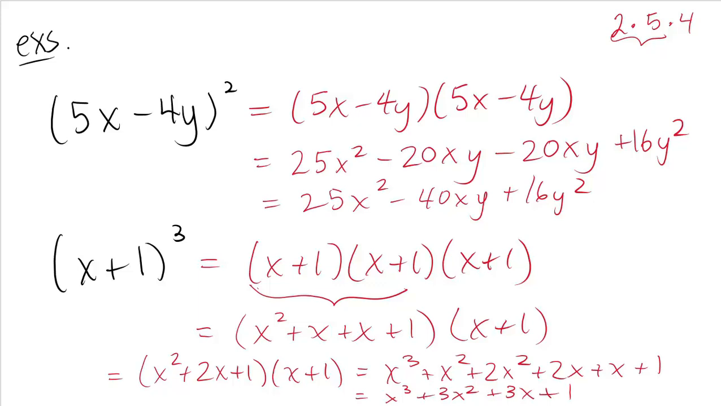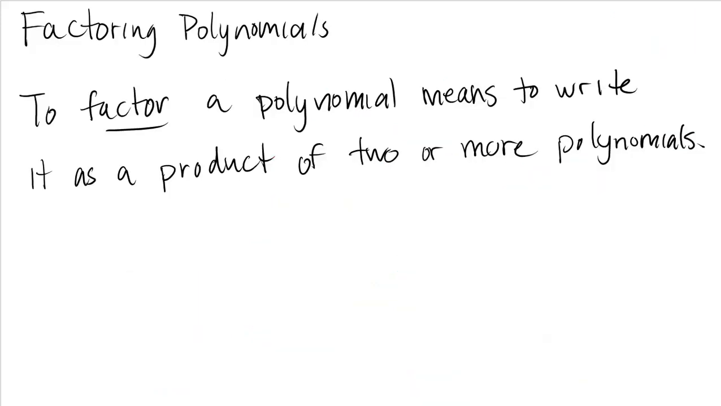But reversing this process and factoring can have a few different flavors, so we're going to spend a little more time on that. To factor a polynomial means to write it as a product of 2 or more polynomials. So we're going to take an expression which is written as a sum of terms and rewrite it as a product. Typically when we factor, we want to factor completely, which means we're unable to break down any of the polynomials in our factored form any further.